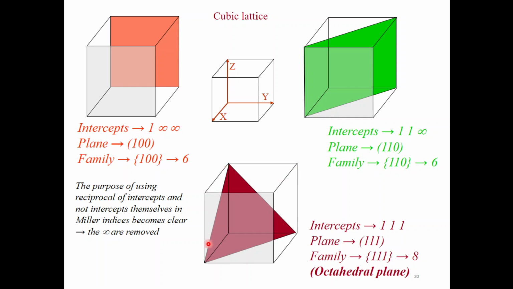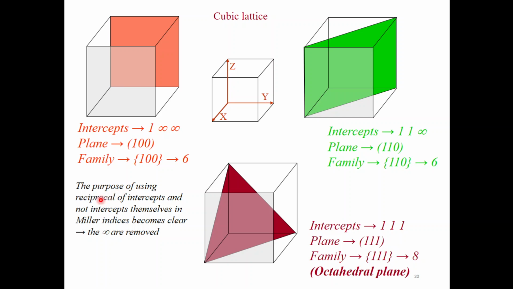This is another plane, and this plane cuts clearly these three axes at one unit length distance. So intercepts are 1, 1, 1. The reciprocals are 1, 1, 1 enclosed in the parentheses, and by enclosing them in the curly bracket, the total multiplicity comes out to be 8. So you need to figure it out. This is very simple, and owing to the number, we can call it octahedral plane. So this text is very important. You need to read it and understand.